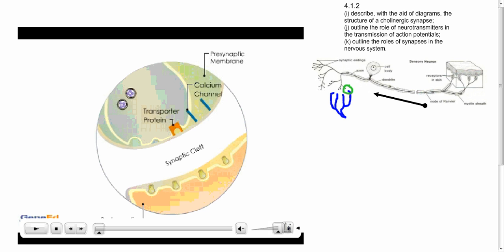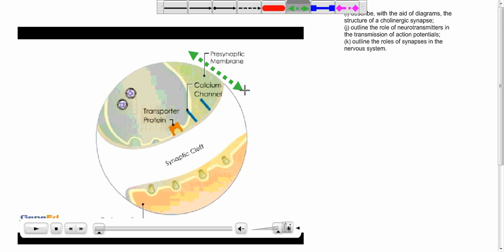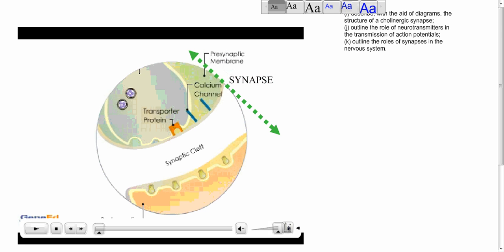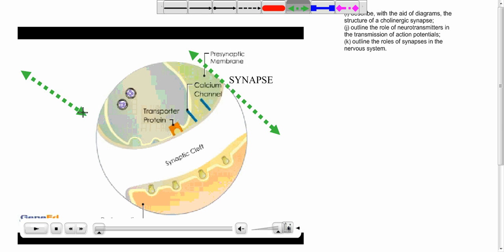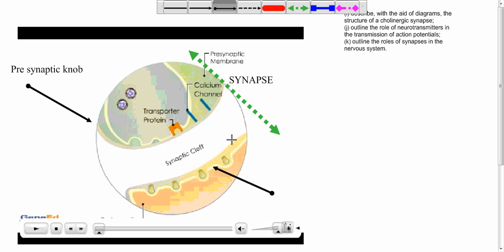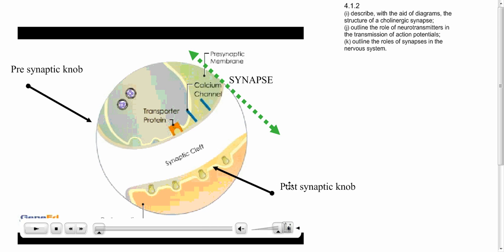Important to mention a couple of things as well. A synapse is the whole of this area, the whole of this diagram. So the synapse includes what we call the presynaptic knob. This is the presynaptic knob on this side, pre meaning before, so it's before the synapse. And similarly on the far side, this is our postsynaptic knob. So the synapse includes the presynaptic knob, the synaptic cleft, and the postsynaptic knob. It's not just the space, it's everything that's before and after it as well.